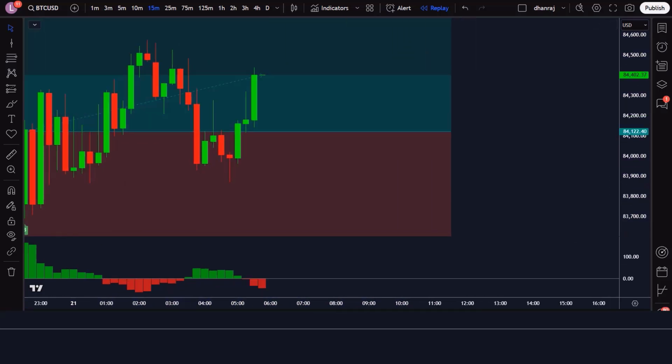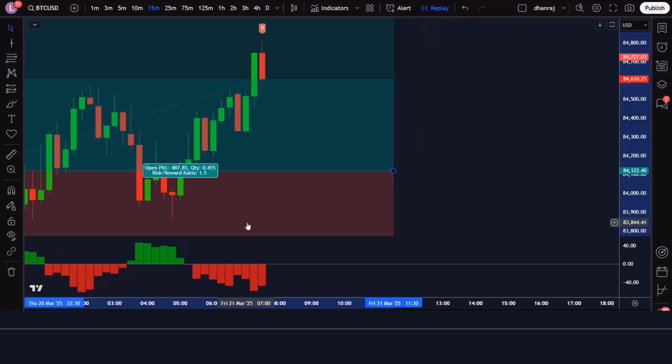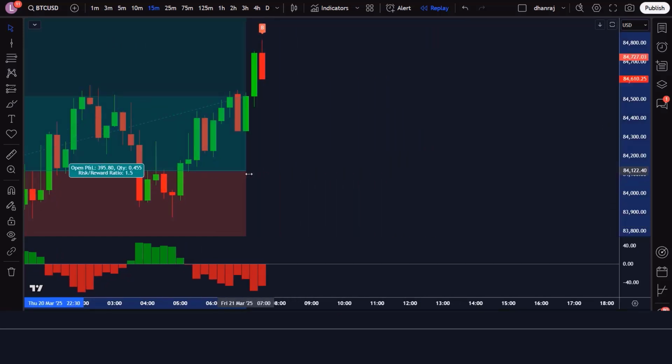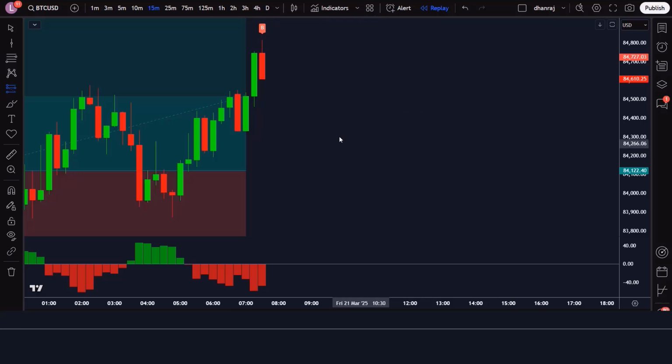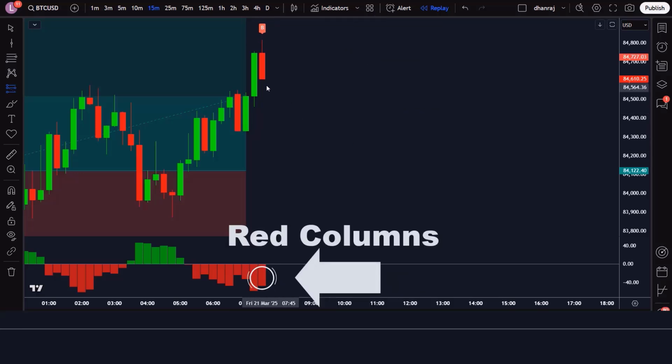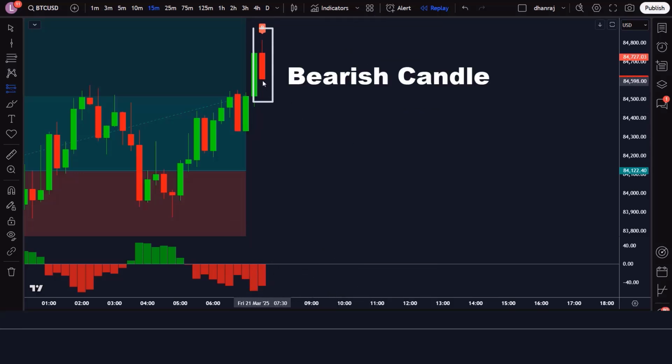Our trade is running in profit. The market has given the next signal, we will close this trade. Here the Bollinger Bands Deviation indicator gives us a sell signal. Here the Absolute Price Oscillator red comes. Here the market has made a bearish candle to give confirmation.